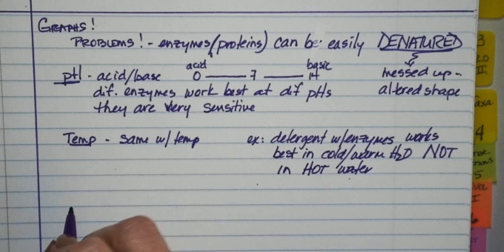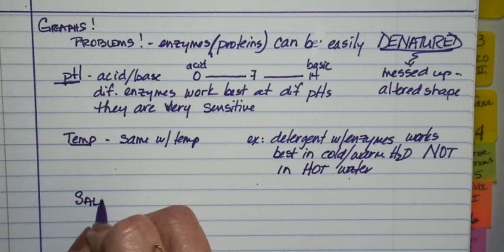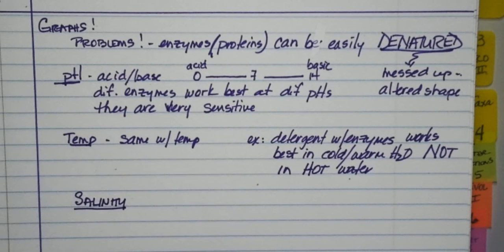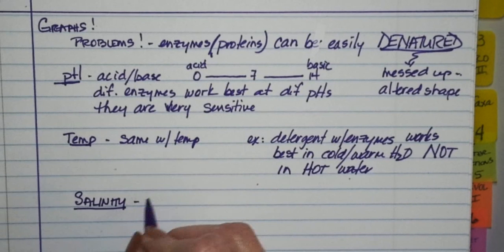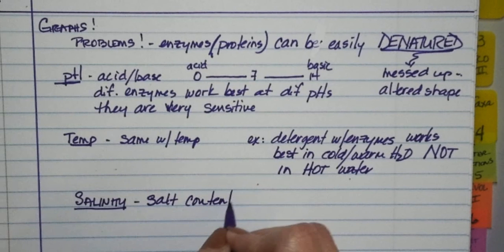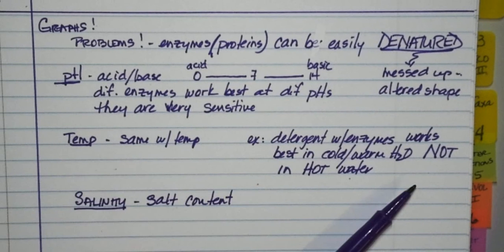You might have heard the word salinity, salt content. Same thing happens with salt content. It works best at a certain salt content, salinity. So a lot of times we talk about this in terms of animals that live in the ocean compared to animals that live in fresh water.